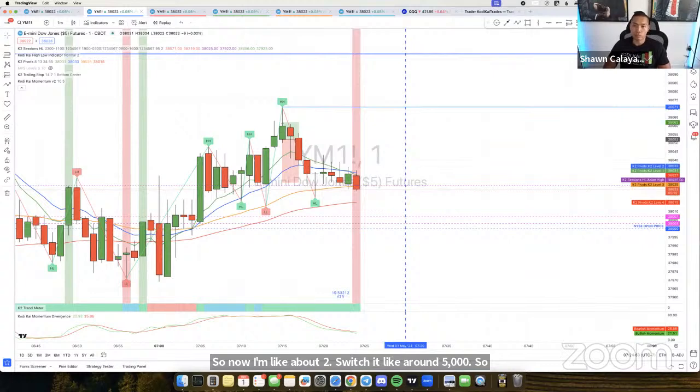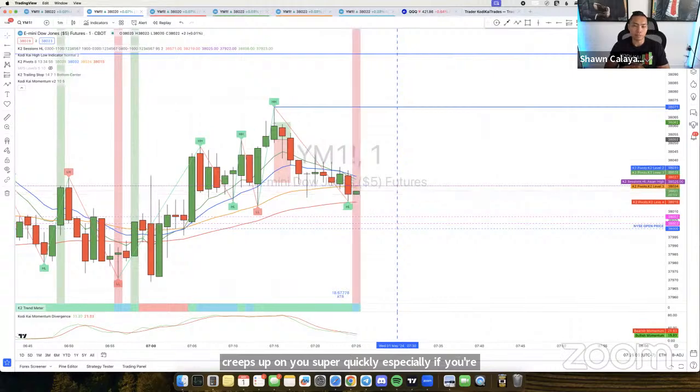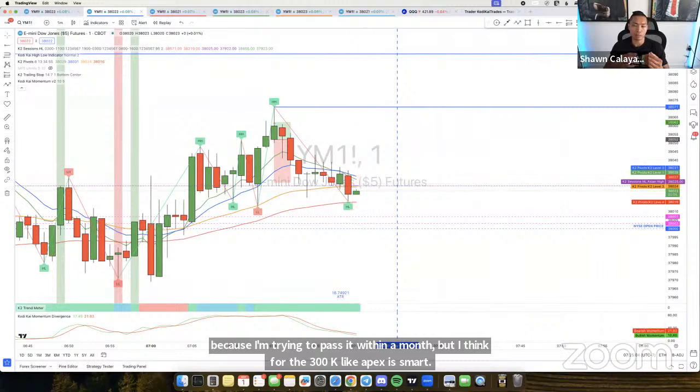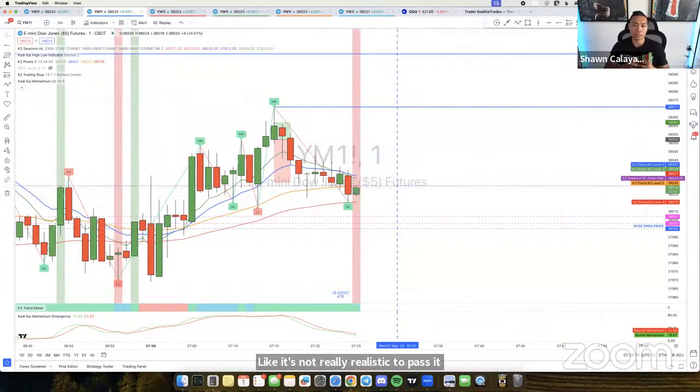The trailing drawdown really creeps up on you super quickly, especially if you're taking higher risk. Like I'm taking 20 contracts here because I'm trying to pass it within a month. But for the 300K, I think Apex is smart. I didn't really think about this, but they're really smart about how they set up the profit goals. It's not really realistic to pass a 300K within a month unless you're taking bigger trades.